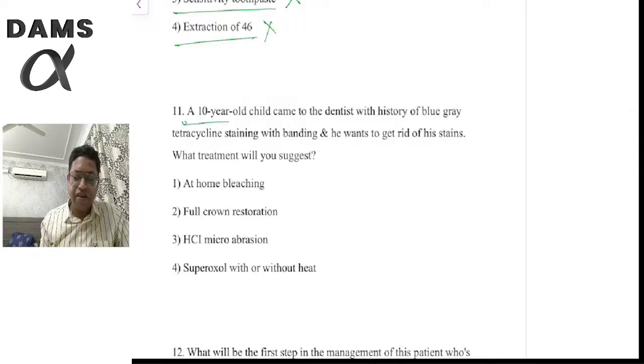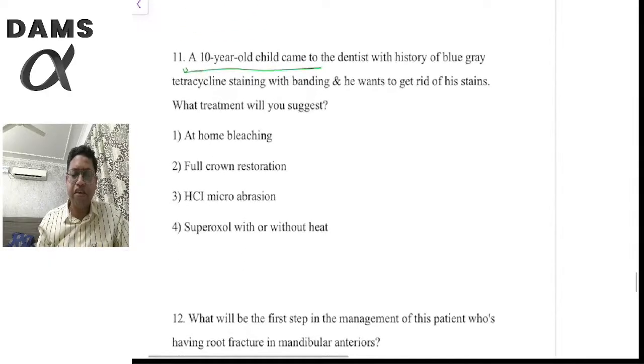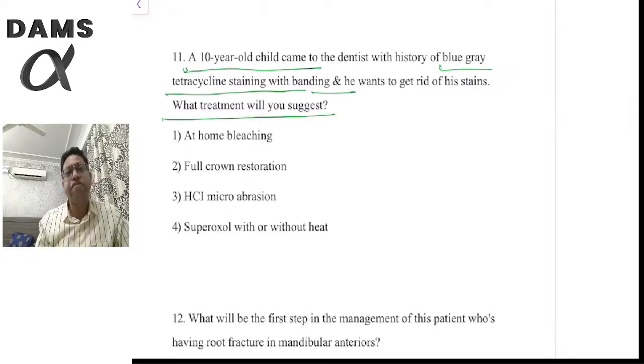Another history-based question, a short history is given. A 10-year-old child came to the dentist with a history of blue-gray tetracycline staining with banding and wants to get rid of the stains. What treatment will you suggest? 10-year-old child. Okay.